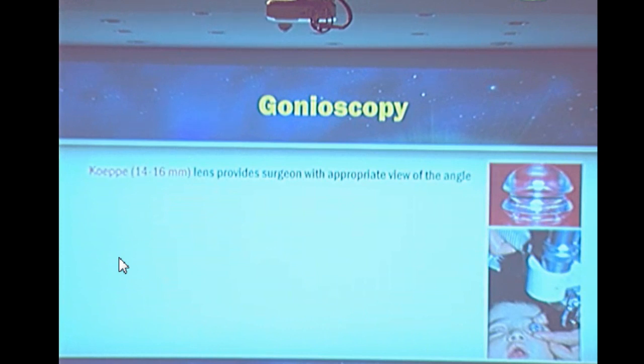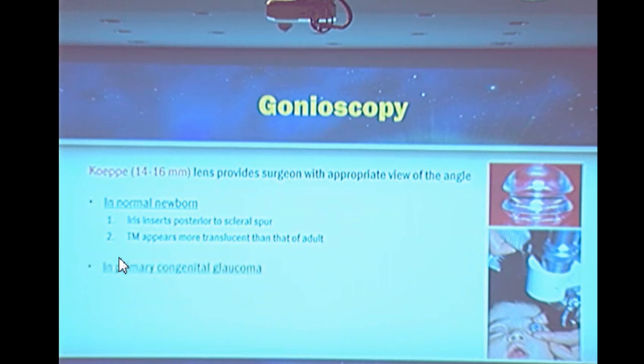Gonioscopy: the Koeppe lens was used in the past, but nowadays with good microscopes we don't use it anymore, though you can use it with a slit lamp or a portable slit lamp. The lens provides the surgeon with a clear view of the angle. It's very important, especially for those utilizing goniotomy as a primary procedure for these cases. In a normal newborn, the iris inserts posterior to the scleral spur, and the trabecular meshwork appears more translucent than that of the adult, whereas in congenital glaucoma the anterior insertion of the iris could be flat or concave.